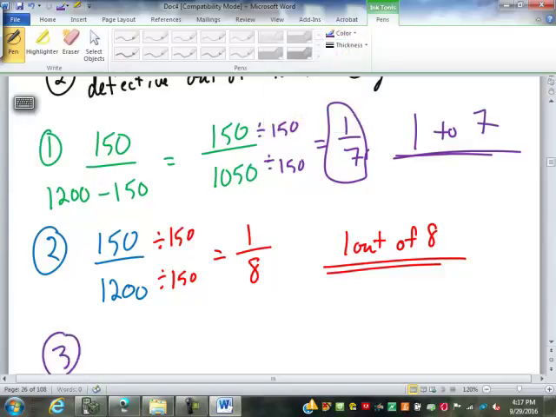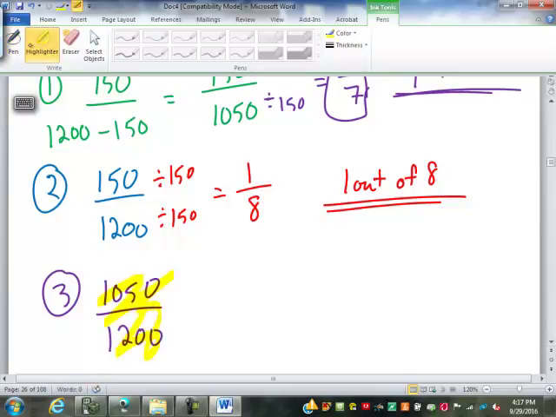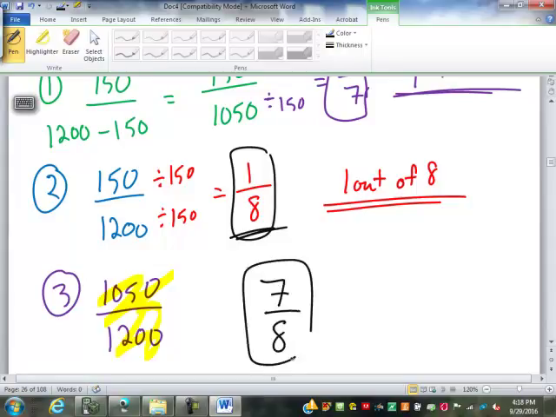Finally, the third one, the good out of the total. How many good parts were produced? 1,050 out of a total of 1,200. Now, I'm not going to reduce this here. I'm going to come back up here and look at this. Out of this ratio of 1 to 8, or 1 out of 8, 1 out of every 8 parts is bad. How many out of every 8 parts would be good? 7. That's a 7 out of 8 ratio of good to total.